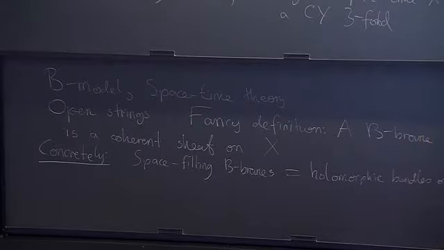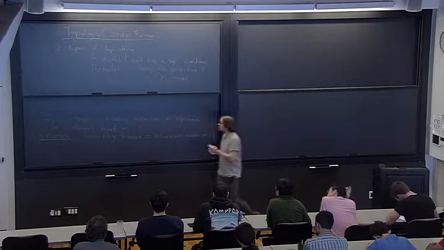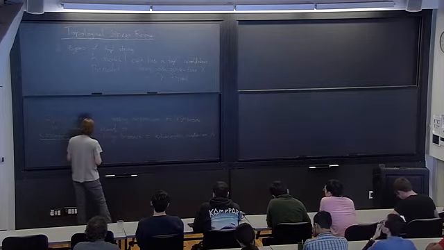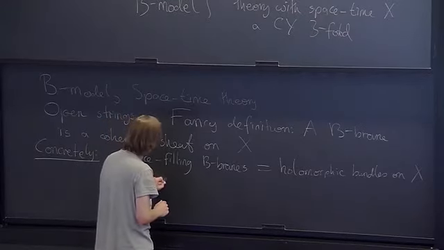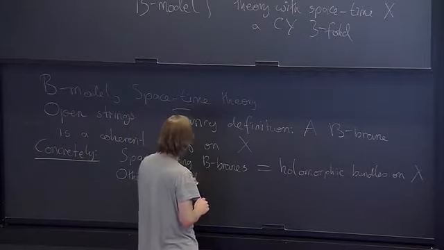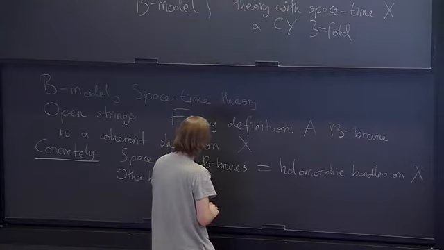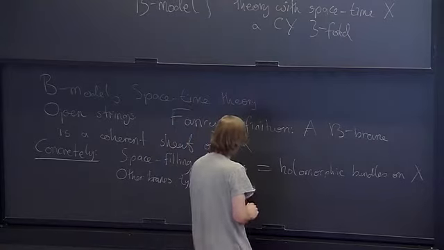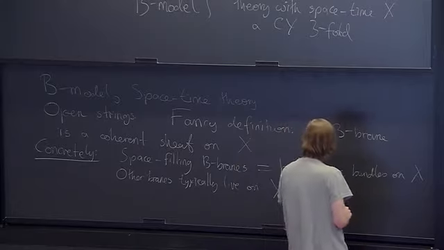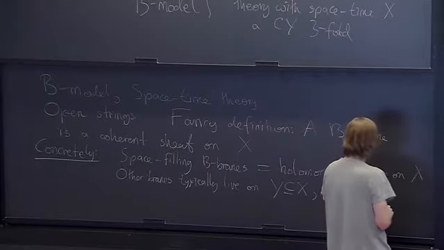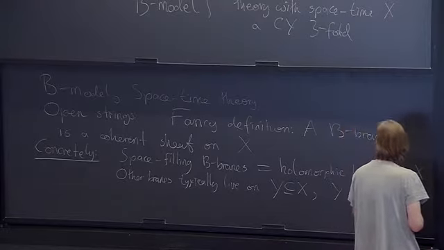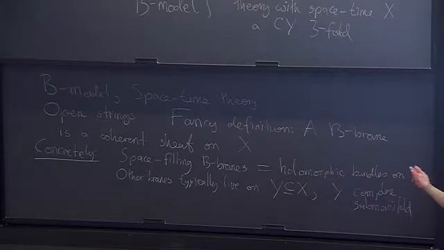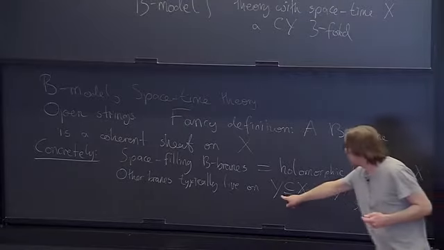You can also have B branes which are not space-filling but live on some smaller subspace. The other branes will typically live on some complex submanifold. So the kind of thing you might look at is you take some complex submanifold cut out by the zero locus of some holomorphic functions, and you might have a vector bundle on that.